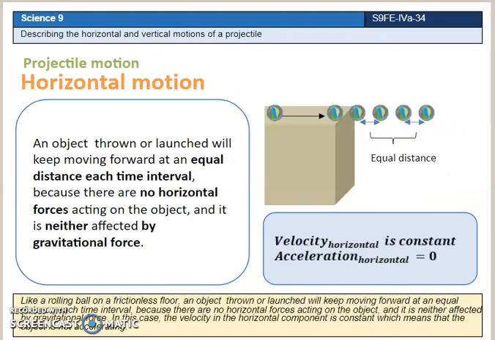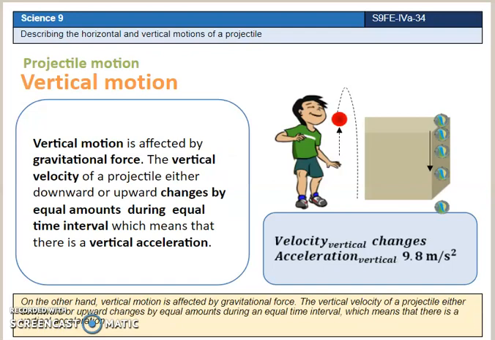Like a rolling ball on a frictionless floor, an object thrown or launched will keep moving forward at an equal distance each time interval, because there are no horizontal forces acting on the object, and it is neither affected by gravitational force. In this case, the velocity in the horizontal component is constant, which means that the object is not accelerating. On the other hand, vertical motion is affected by gravitational force. The vertical velocity of a projectile, either downward or upward, changes by equal amounts during an equal time interval, which means that there is a vertical acceleration.